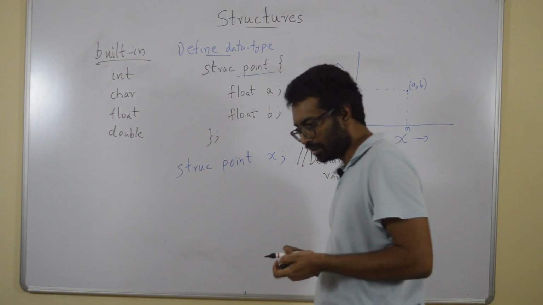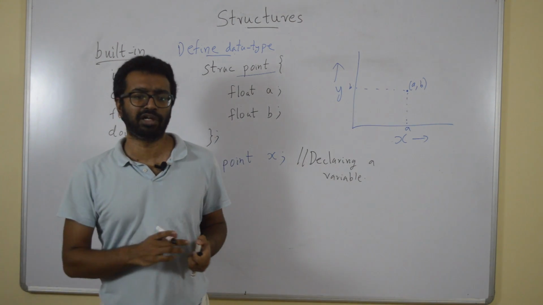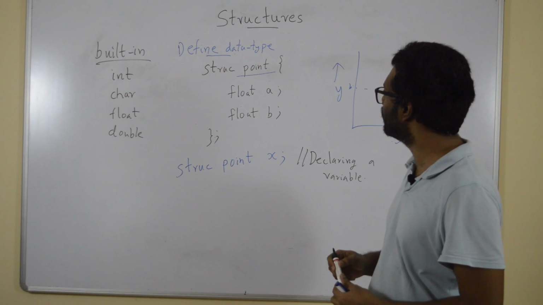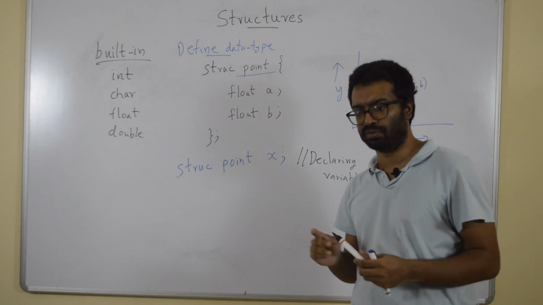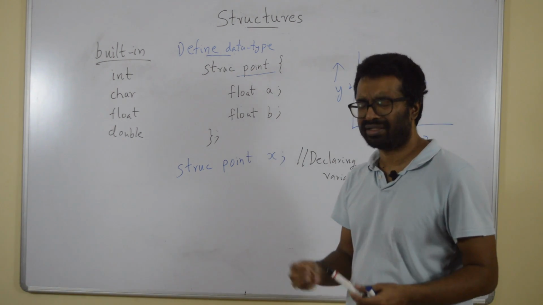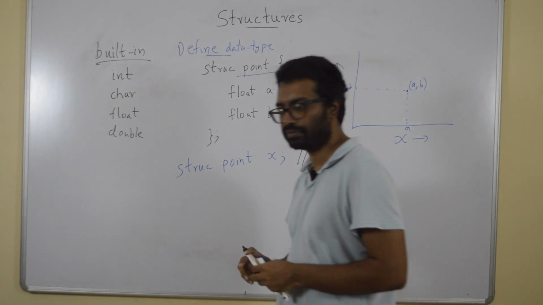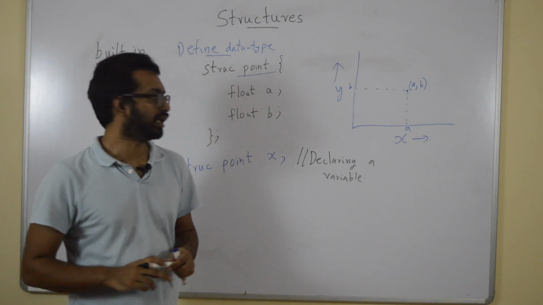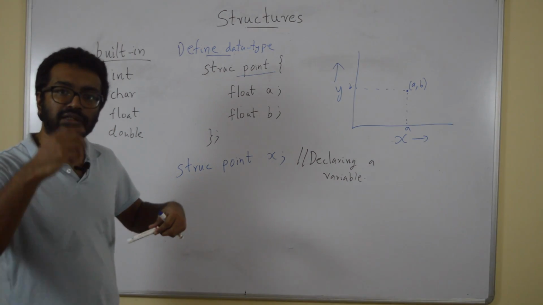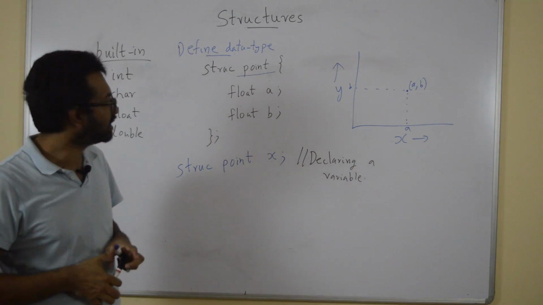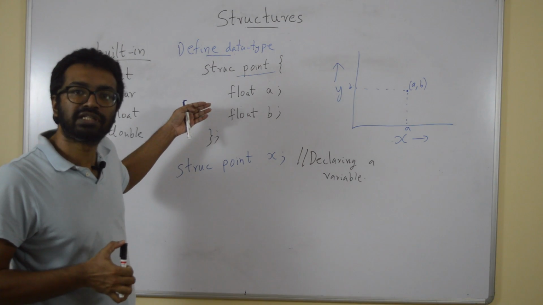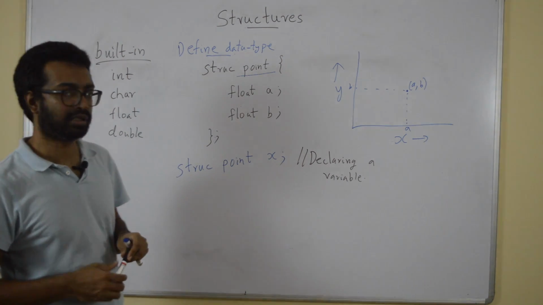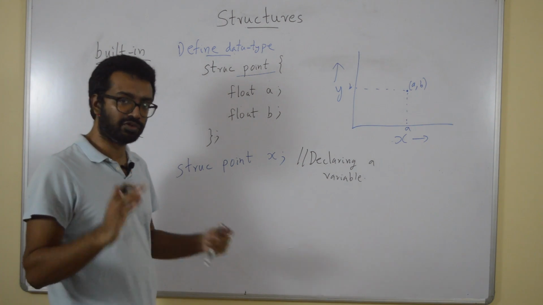Right. Now, okay, so I've created this variable. Now let's say I want to access this variable. I want to say that A has the value 10, and B is, let's say, 20. Okay. How do I do that? Now to do that, this is basically how I can access members of this data type. So how do I access A? For that I'm going to use the following notation.